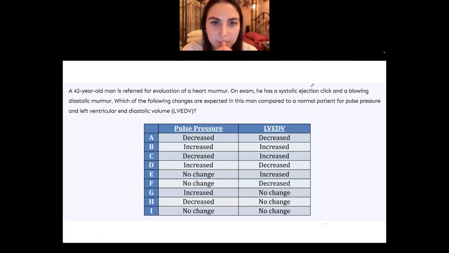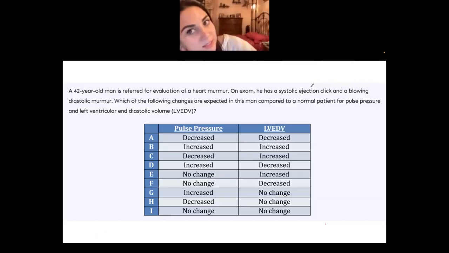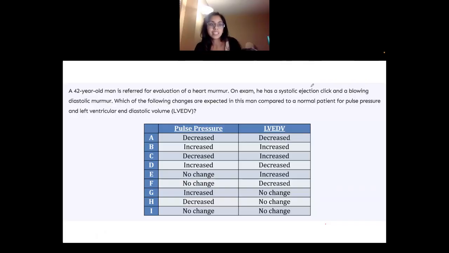Would that be like the PDA? No, that's a good thought. I actually don't know why they say the systolic ejection click. So let's think, blowing, would that be one of the VSDs or the ASD? No, because again, systole, right?